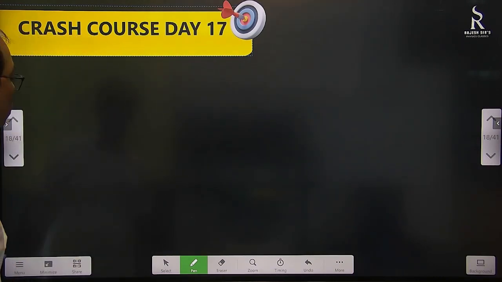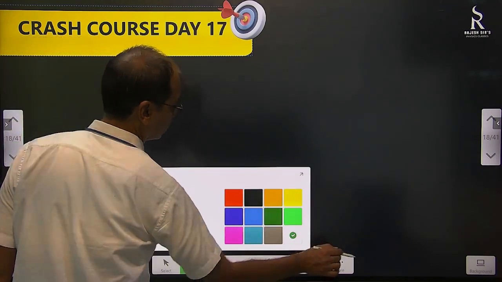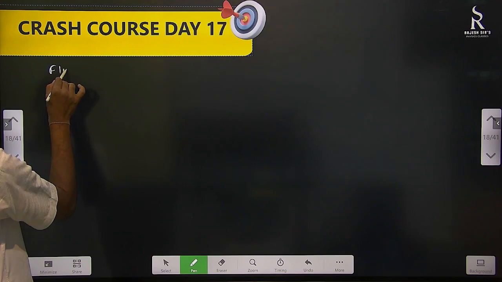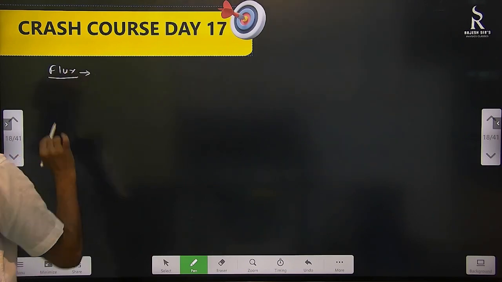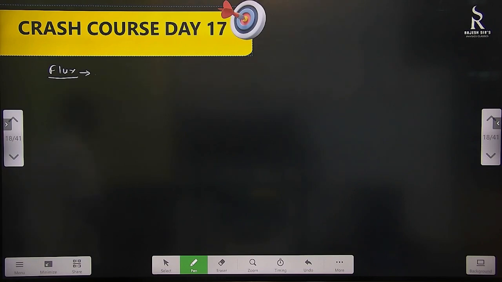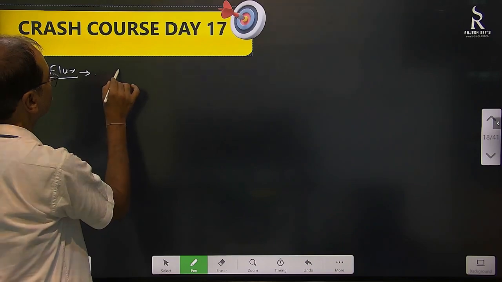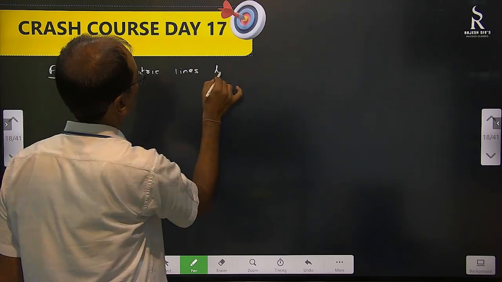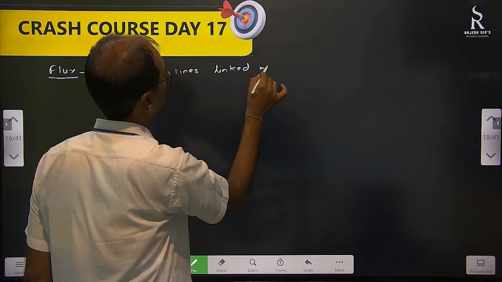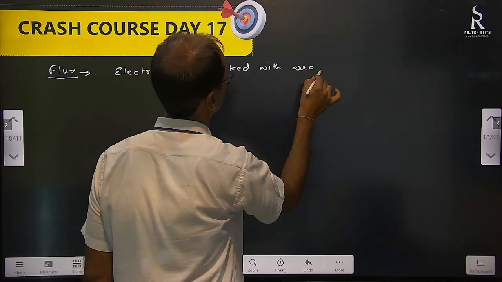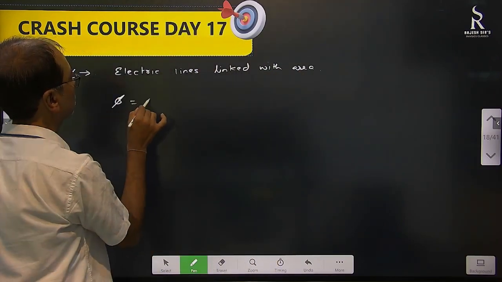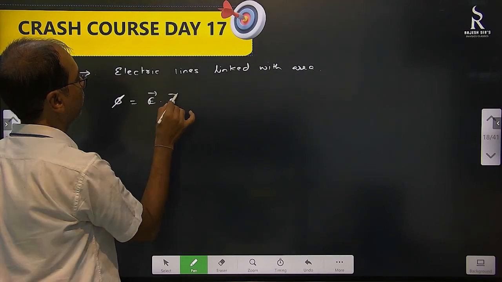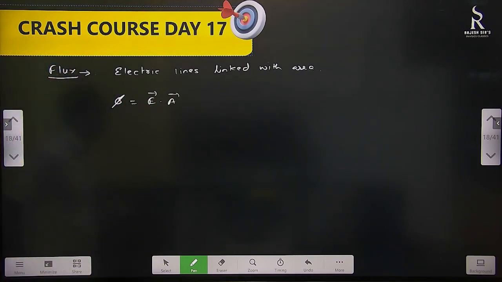Then we have flux. We talk about flux. What is flux? Flux is electric lines of force, electric lines linked with an area. Phi actually is equal to E bar dot A bar. Phi is only the symbol with which we represent electric flux. So this is E bar dot A bar.